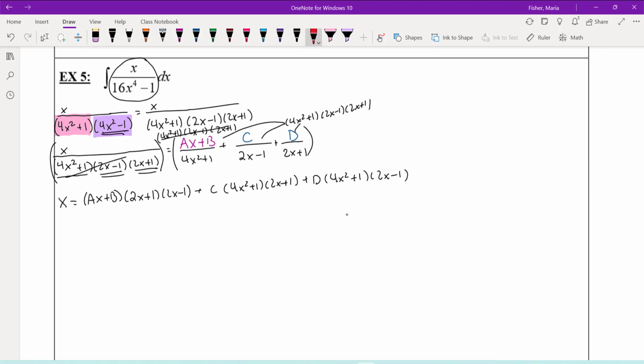Now remember, I said that this was an irreducible quadratic. When I have irreducible quadratics, I usually like to multiply everything out, even though sometimes that does take longer, because you're going to need that system of linear equations in order to solve for your variables. So let's go ahead and take the time and multiply all this out. I'm going to take it a piece at a time.